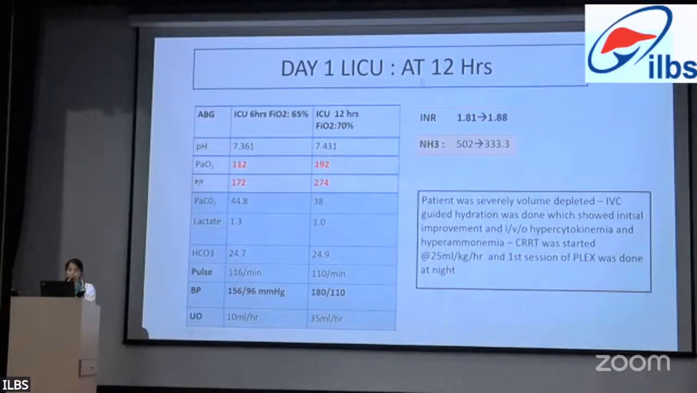So day 1 at ICU, 12 hours post initial hydration and CRRT initiation, he was severely volume contracted. IVC guided hydration was done, which showed initial improvement. And in view of hypercytokinemia and hyperammonemia, CRRT was initiated at 25 ml per kg per hour. And post 12 hours, he had a PF ratio of 274. His MAP was higher and a pulse rate of 110. Urine output was 35 ml per hour, and INR was 1.88. So this was after the first 12 hours. It was 1.88, and ammonia was 333.